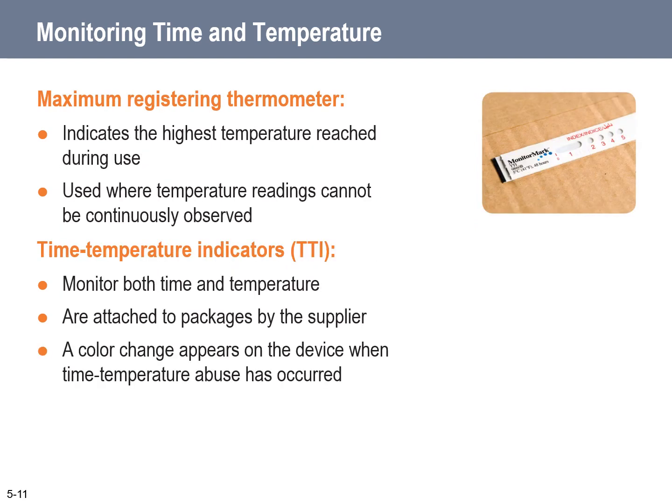Then we have the maximum registering thermometer, which will tell you the maximum temperature that that thermometer has reached. It is used a lot for dish machines because it will tell you the highest temperature of the final rinse, which is very important.